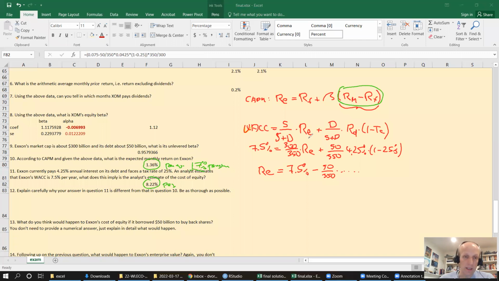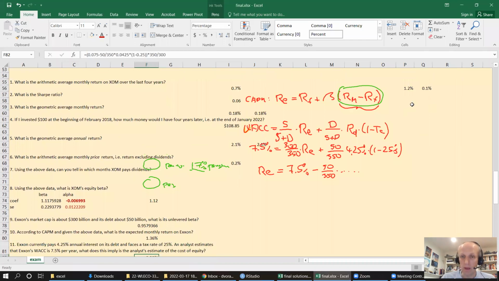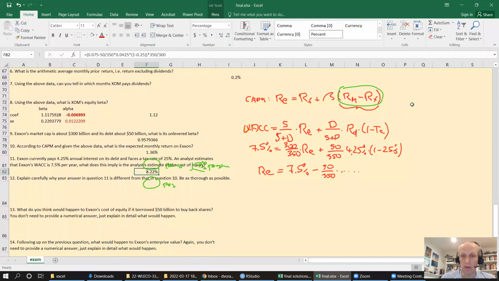We see that it was about, let's actually take a look at it. X this out. It's about 1.1% per month. 1.1% per month is the market risk premium, which is pretty high, 1.1% per month.